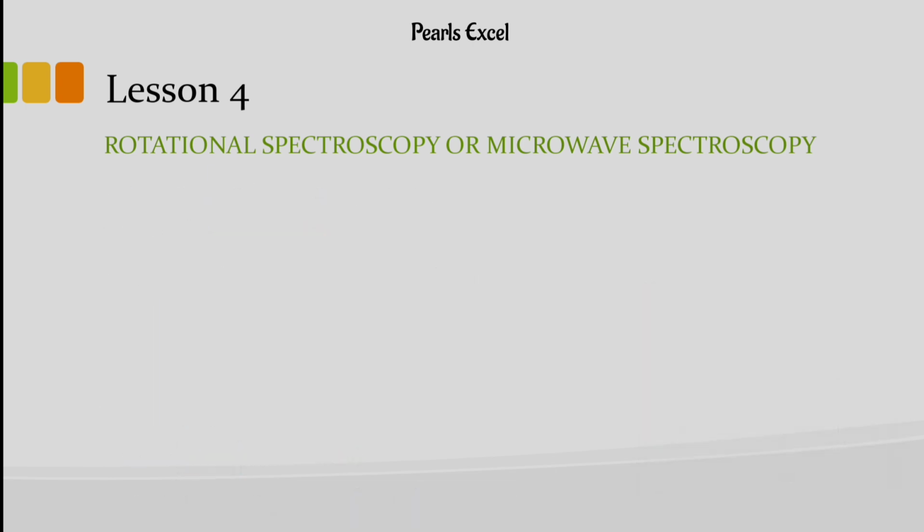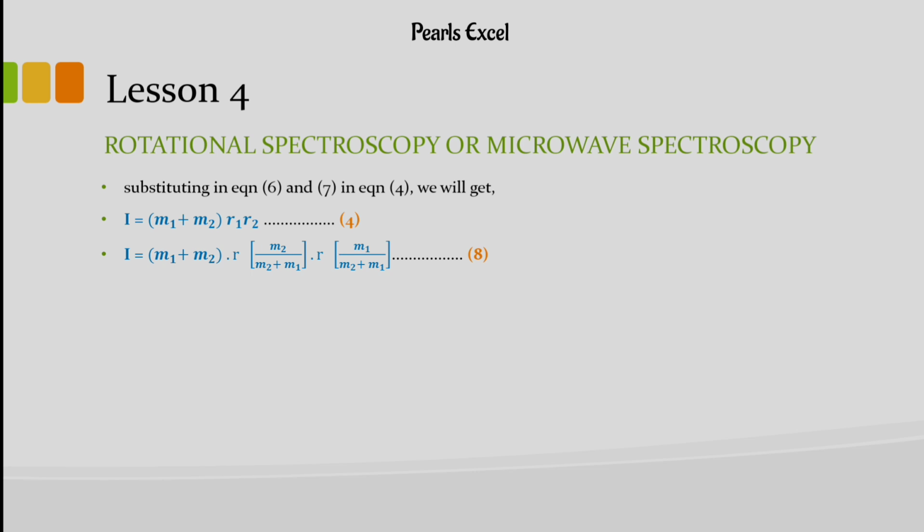Now we have r1 and r2 values with us to solve for I. So let's get started. Substitute both equation number 6 and 7 in equation number 4, and we will get the below formula, which is equation number 8. Now take all the common terms outside and solve the equation. You will get I is equal to r square in bracket m1 m2 divided by m2 plus m1. Further, consider this bracket term as the symbol mu. And finally you will get equation number 9, that is I is equal to mu r square.